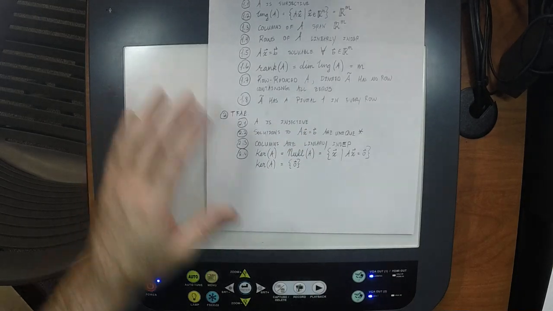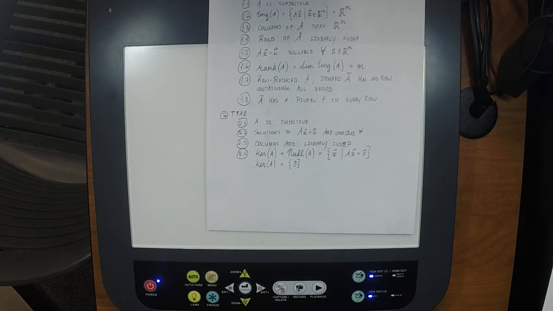Every linear map has to send 0 to 0. That's a consequence of being linear. So to be injective means that you must send 0 to 0, and furthermore, you can send nothing else to 0. Okay, so that's injectivity.